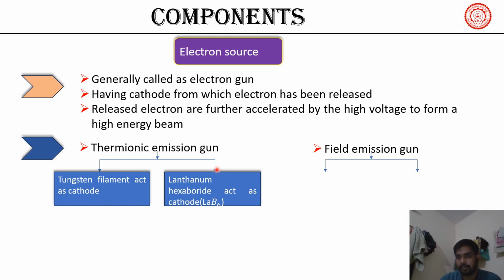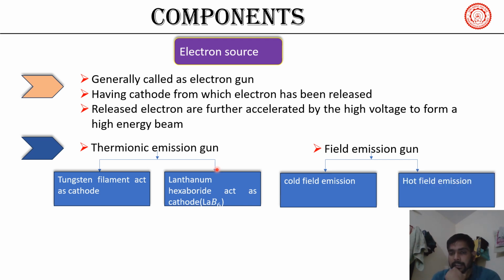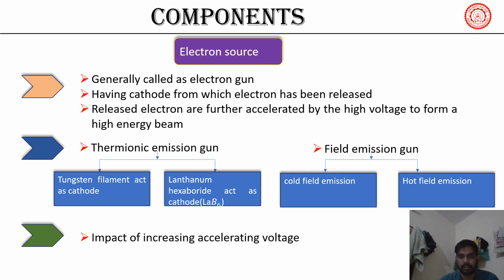On the other hand, in the field emission gun we have cold field emission and hot field emission. Basically, in the thermionic emission gun we give heat to the cathode to release the electrons, and in the field emission gun we use an electric field to emit the electrons from it. So this is the classification of these two electron sources.